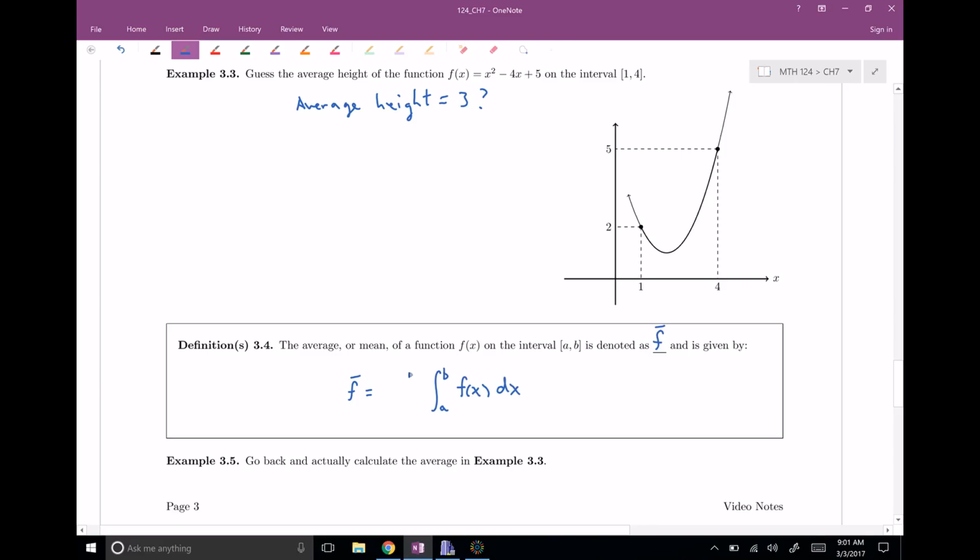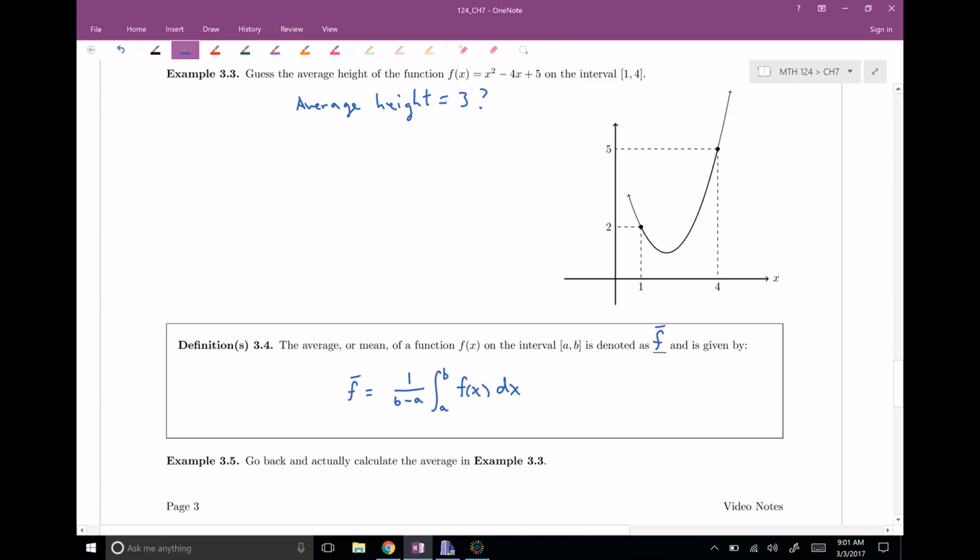Here you're going to divide by the length of the interval, so 1 divided by b minus a. And this will give you the average height. So using this, I want to go back and actually check my answer, right? So 3.5, go back and actually calculate the average in this example above.